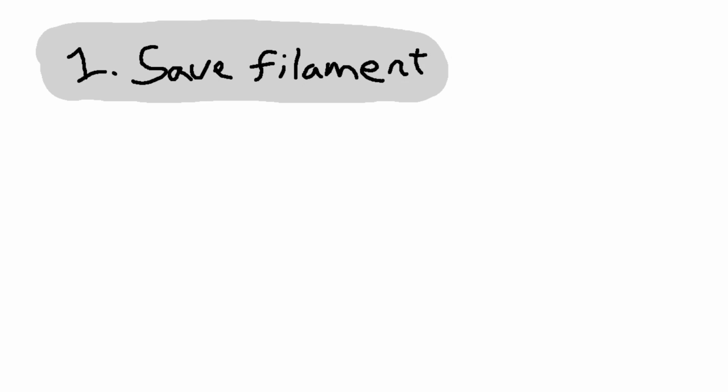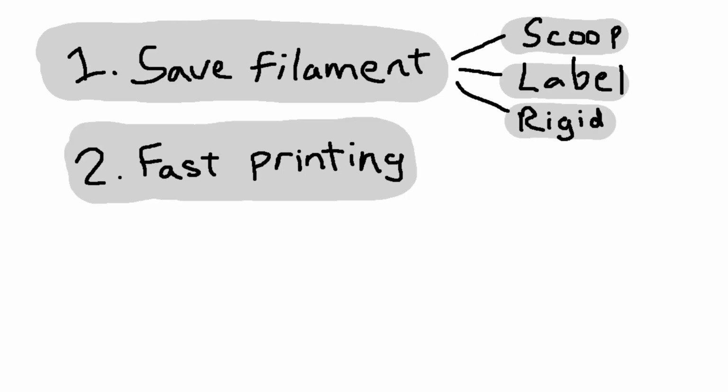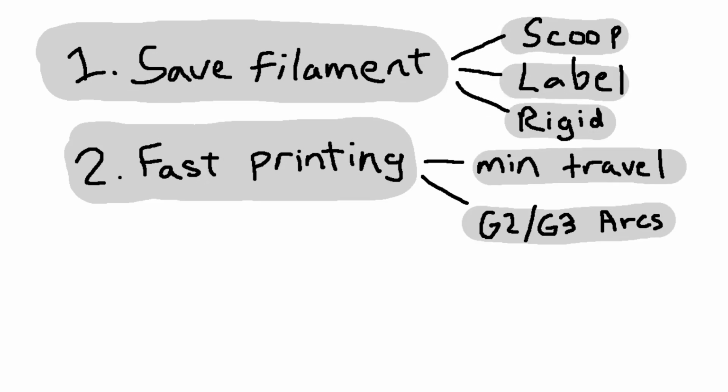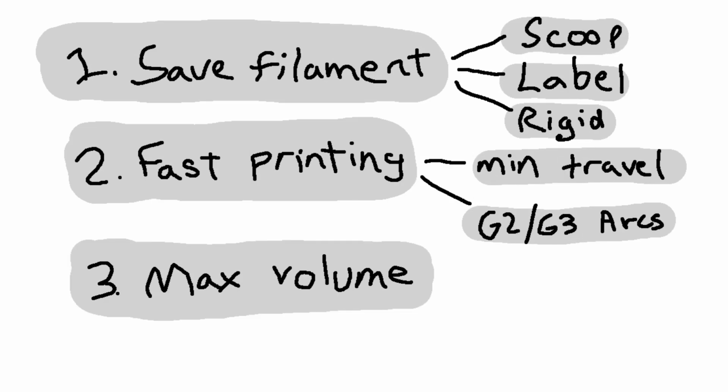The overall goals here are to: 1. Use as little filament as possible without compromising on useful features like the scoop and the label shelf, and also without making the bins too flimsy. 2. Make the models print as fast as possible, which I plan to do by reducing the travel moves and by using G2 and G3 commands. I'm not certain about arcs being faster, but that's what I want to try and hopefully find out. And finally, I want to maximize the internal volume of the bin so I can store more items.